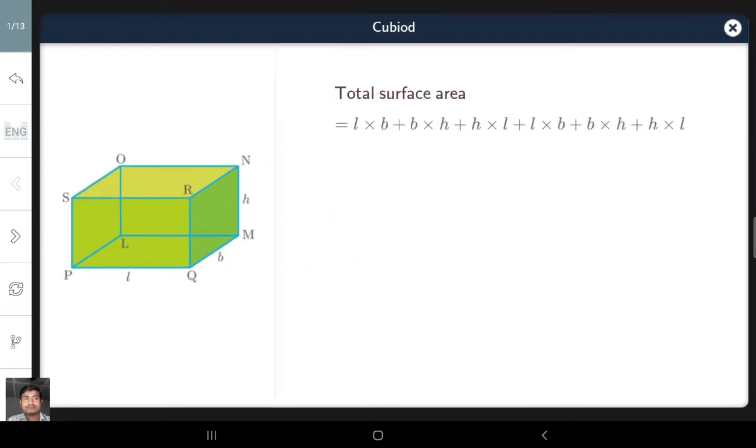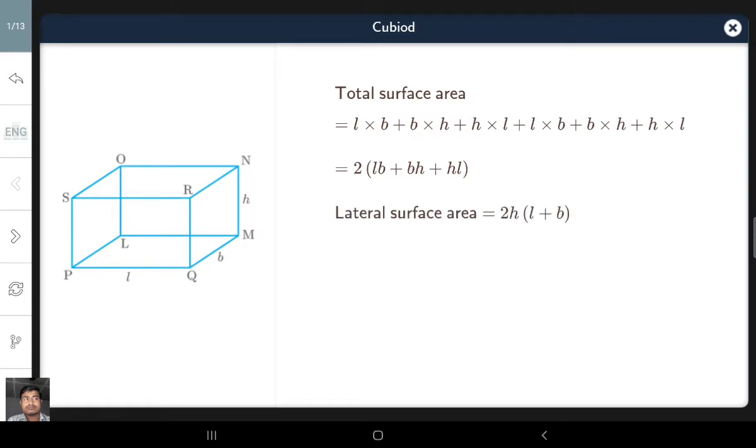The total surface area of the cuboid will be the sum of the areas of all 6 rectangles, which are its faces. So, the total surface area is equal to 2 into (LB + BH + HL). Here, L is the length, B is the breadth, and H is the height of the cuboid.